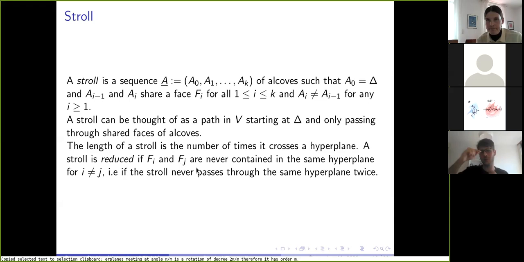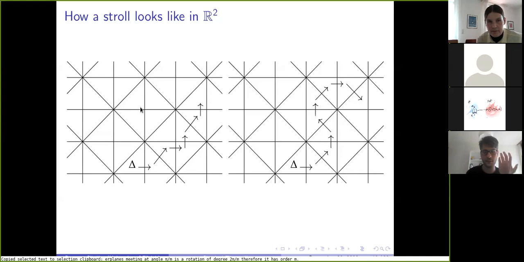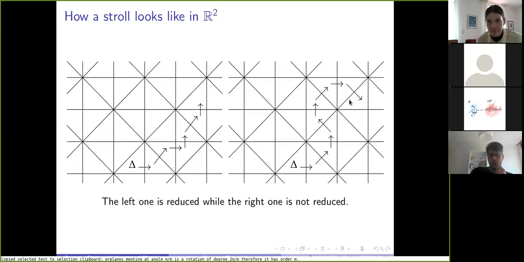For example, these are two strolls ending up at the same alcove. The left one is clearly reduced because you don't ever cross the hyperplane twice, but the right one is not reduced because there's a detour here. All right. So now we know what a stroll is. We will see how it actually corresponds to the expressions.